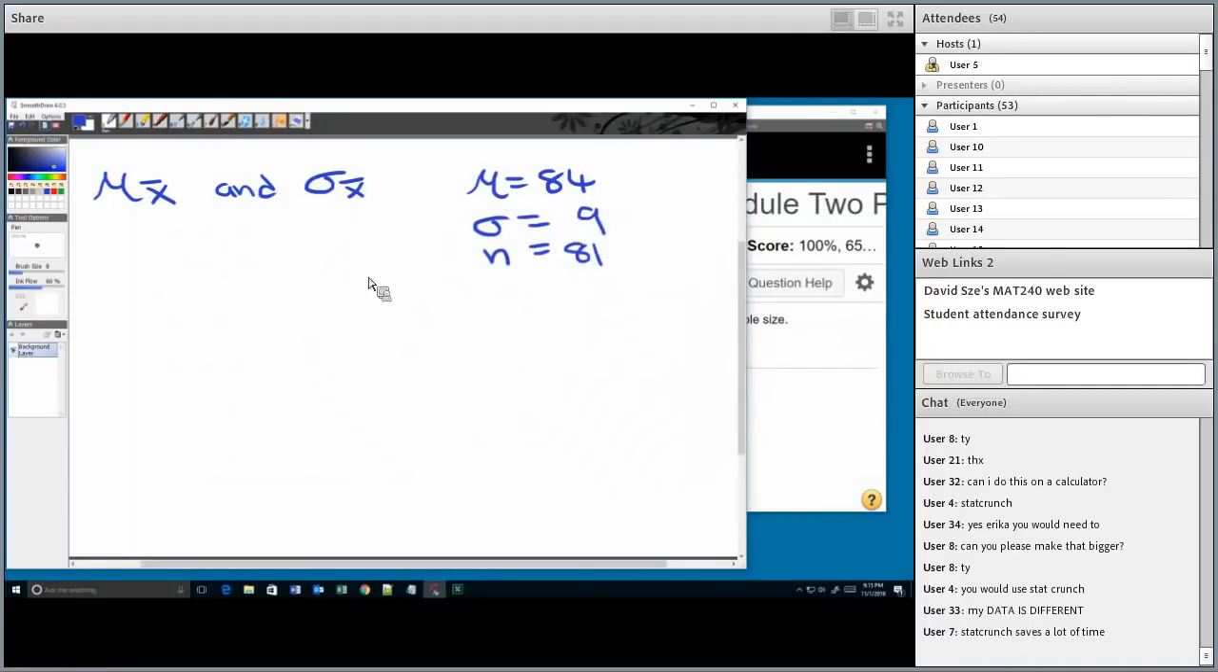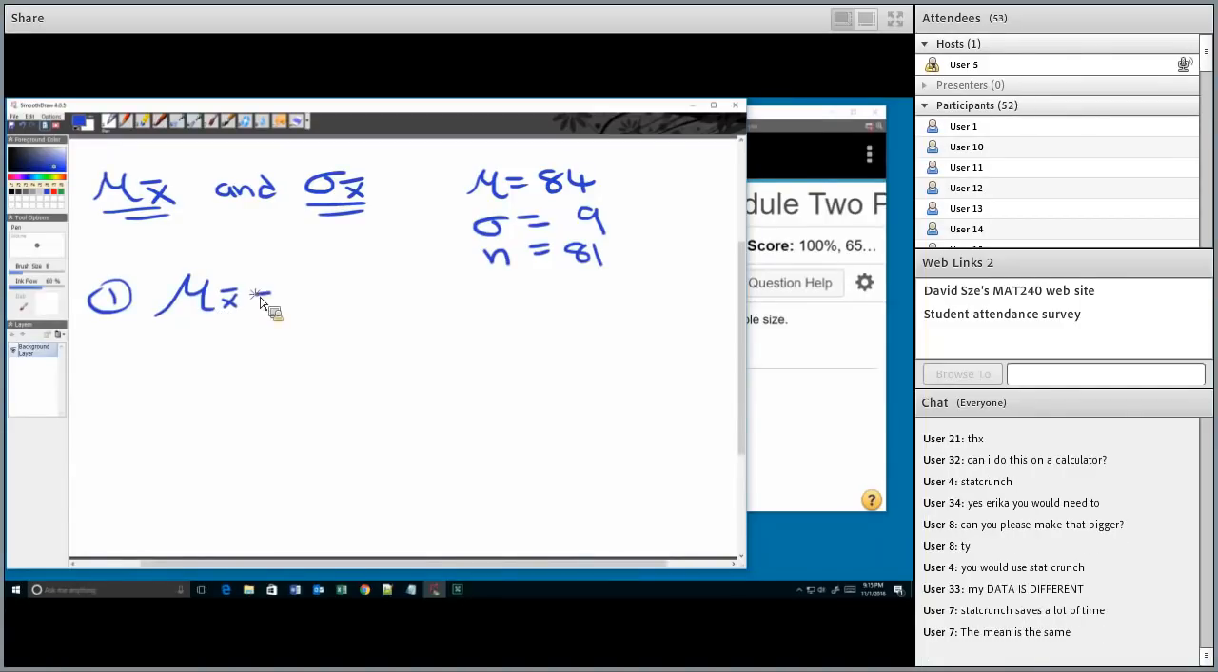How do we do this problem? We have to find mu x bar and sigma x bar. The first answer is very simple. From the central limit theorem that we just studied, the mean of the means, which is mu x bar, is simply equal to the mean. So this is just equal to 84. Remember I said you have to memorize this.